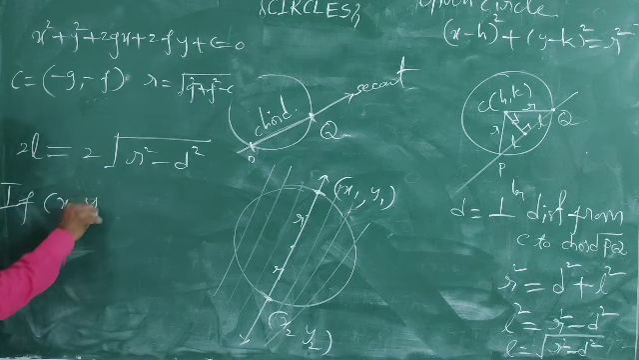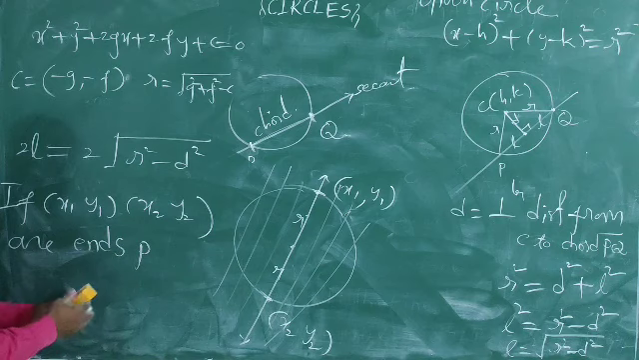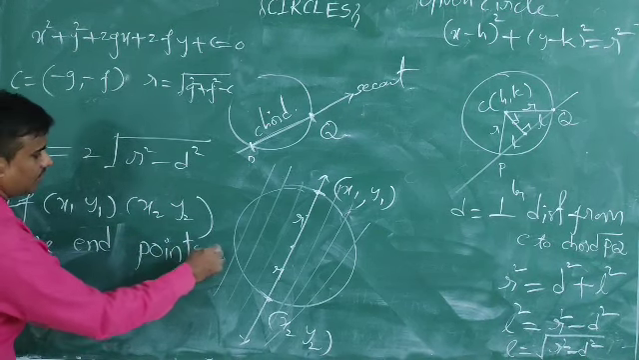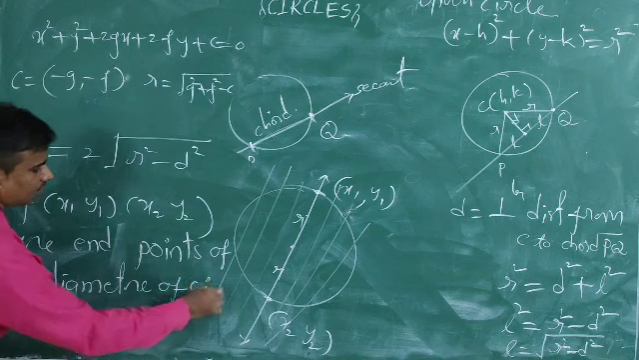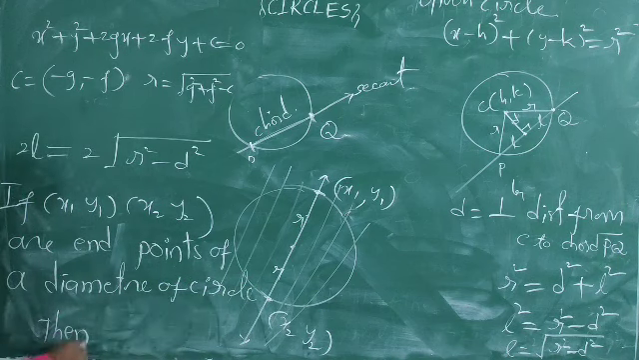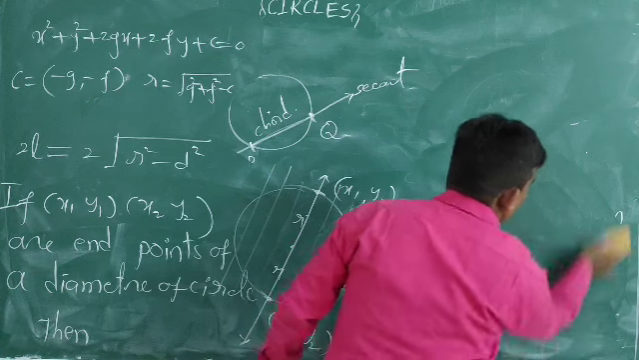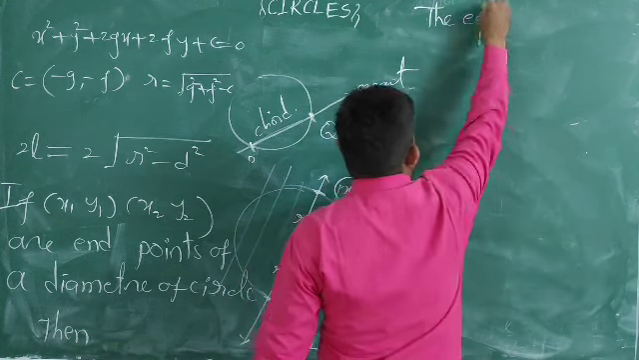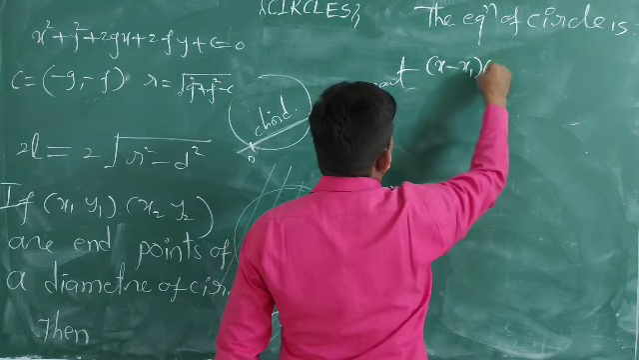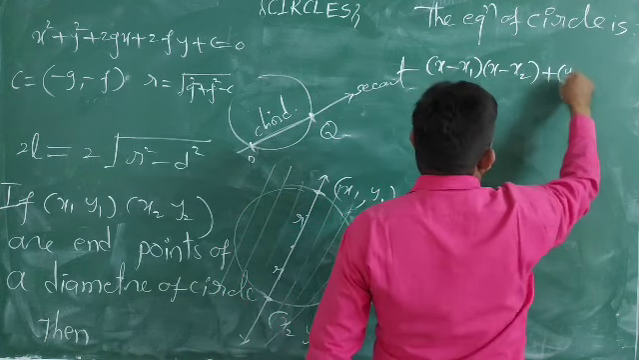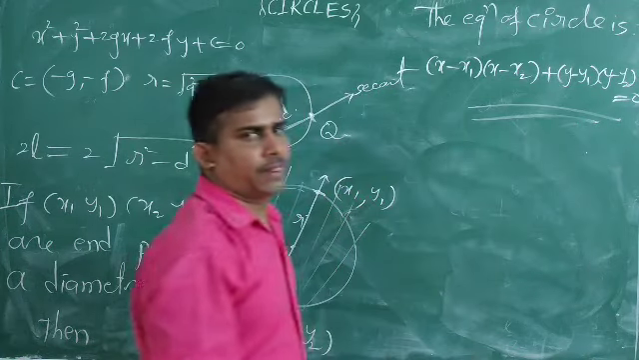If x1 y1 and x2 y2 are endpoints of a diameter of a circle, then the equation of the circle is (x minus x1) into (x minus x2) plus (y minus y1) into (y minus y2) equal to 0. So, a very, very important point. The equation of the circle is that.